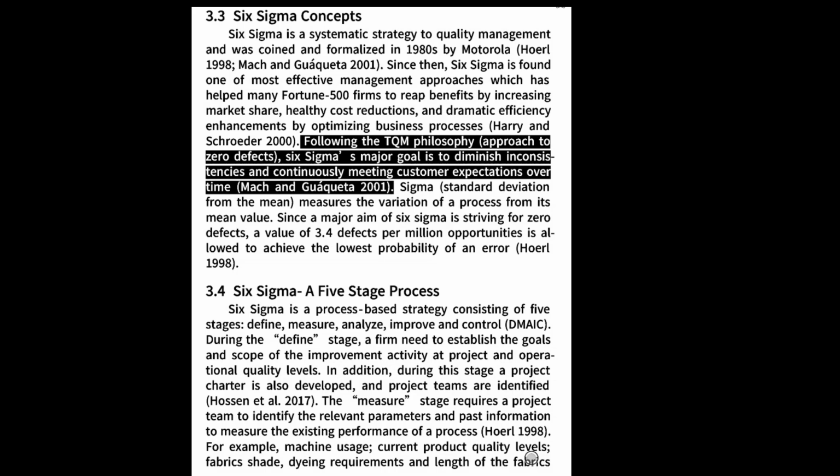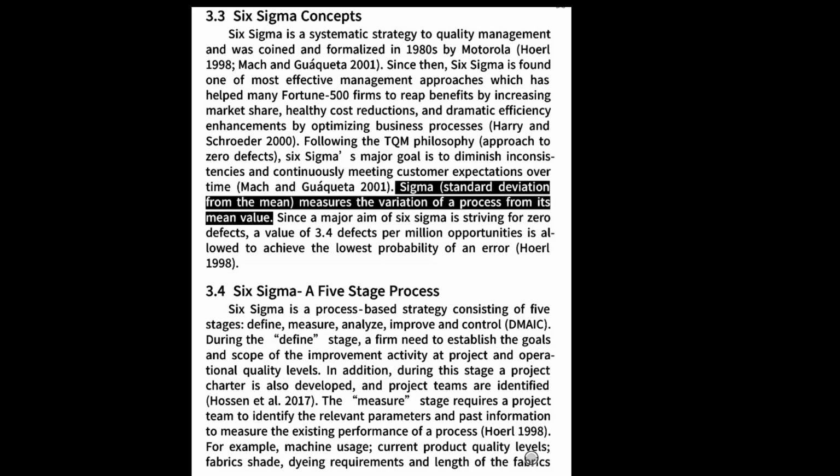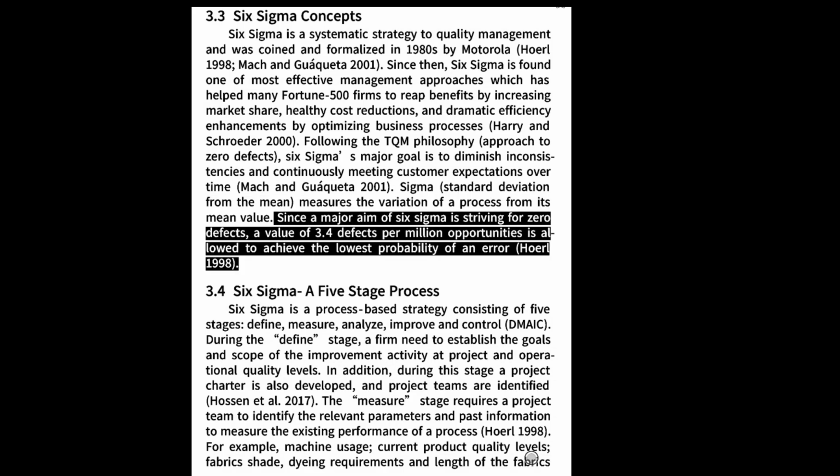Mach and Wiketa 2001. Sigma, the standard deviation from the mean, measures the variation of a process from its mean value. Since a major aim of Six Sigma is striving for zero defects, a value of 3.4 defects per million opportunities is allowed to achieve the lowest probability of an error.